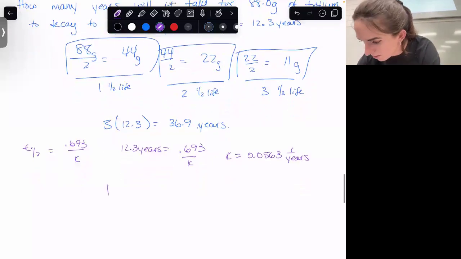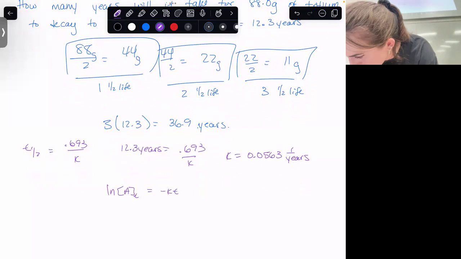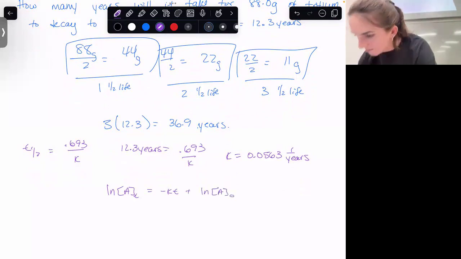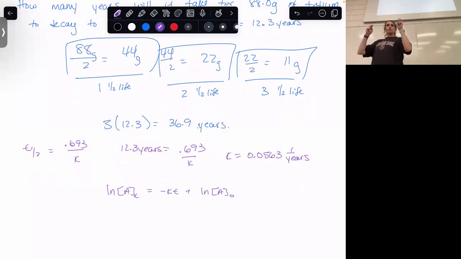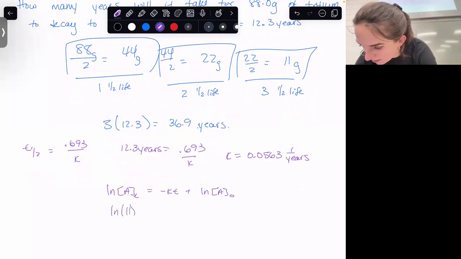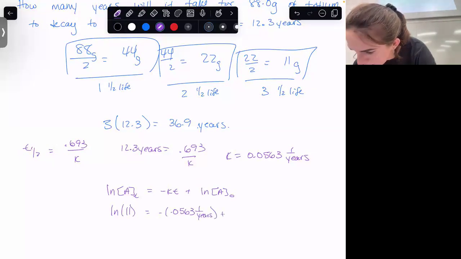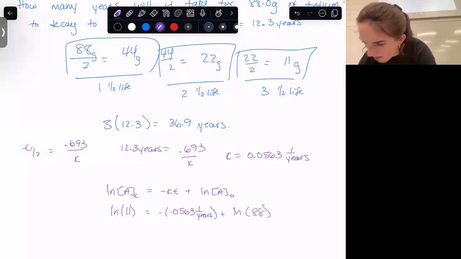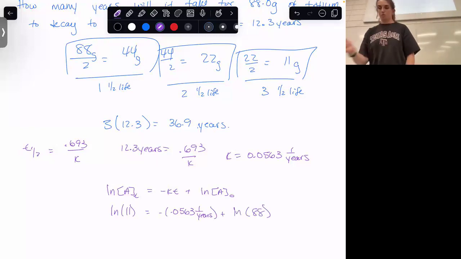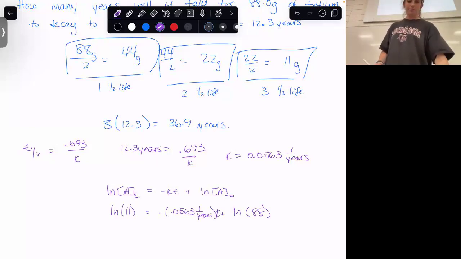We know that ln of A at T is equal to negative kT plus ln of A initial. Our concentrations here are going to be our initial and final gram values. So we're looking for the ln of 11 equals negative, we just solved for k, times T, plus the ln of 88. You need your T, and you're solving for that T, right? You're looking for how long.